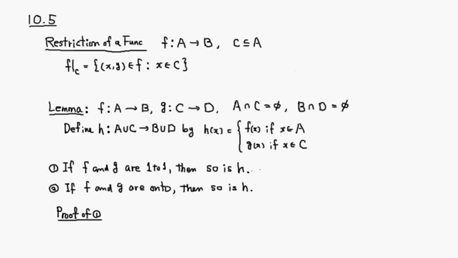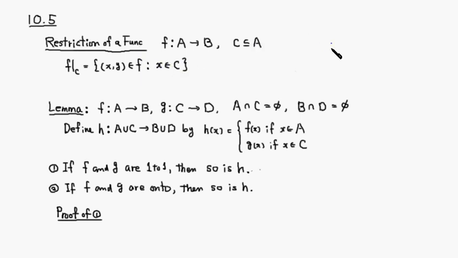Let's say you have a function f from A to B, and C is a subset of the domain A. Then we can restrict the function f to a set C. You're just taking all the elements in the function such that x is in C.